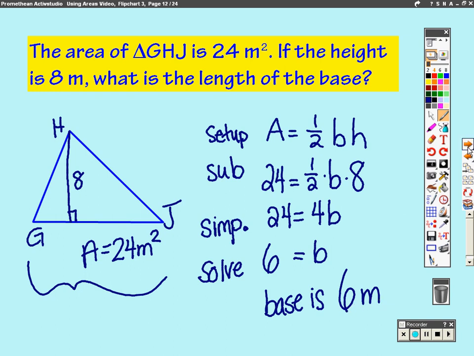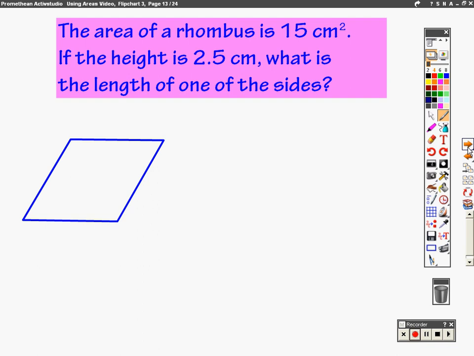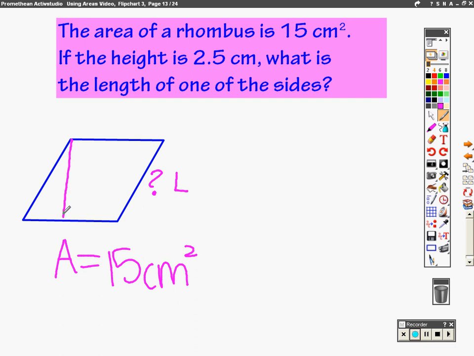Yeah. All right, you're on your own. The area of a rhombus is 15 square centimeters. If the height is 2.5 centimeters, what is the length of one of the sides? So why don't you draw in our picture? First you set up what you already know. So area equals 15 square centimeters. We are looking for the length of one of the sides, so I'll call that L. And then the height is 2.5 centimeters, so drop that altitude, and this is 2.5 centimeters.